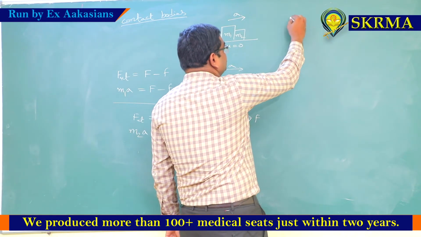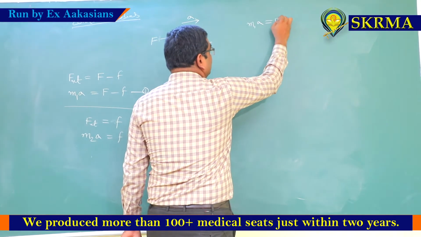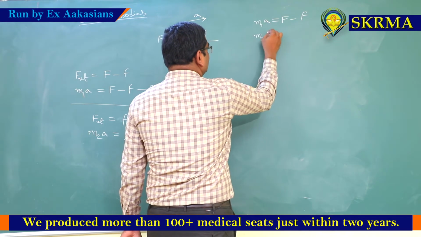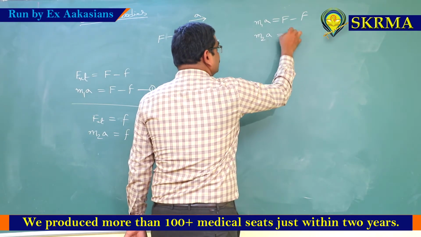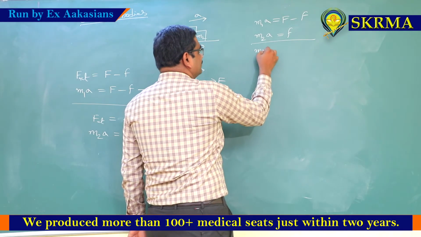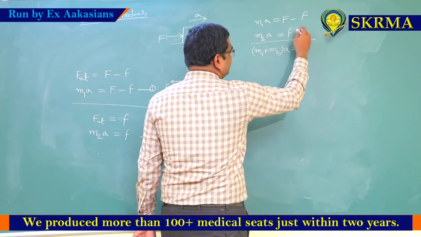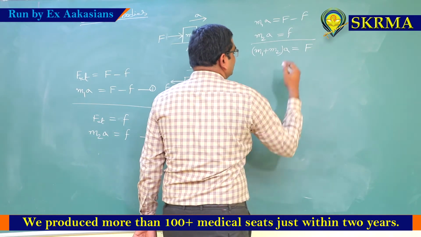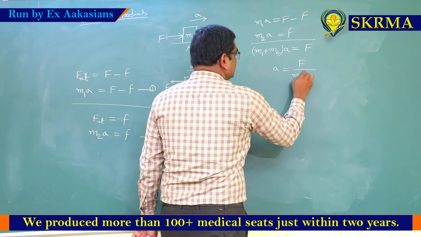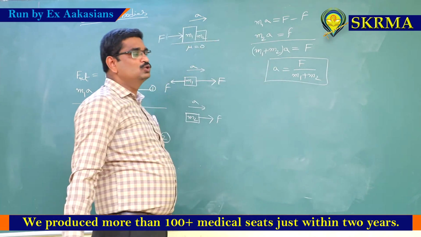So what is the first equation? M1 into A equal to capital F minus small f. Next, second equation, M2 into A equal to small f. Just add these two. This is M1 plus M2 on this side into A. On this side f and f will cancel out, only capital F. So acceleration A equals F by M1 plus M2. This is the acceleration of the two objects.